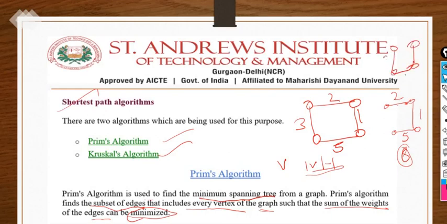And what will be the weight associated here? 3, 5, 1. And what is the cost? 9. 3 plus 5 plus 1, 9.